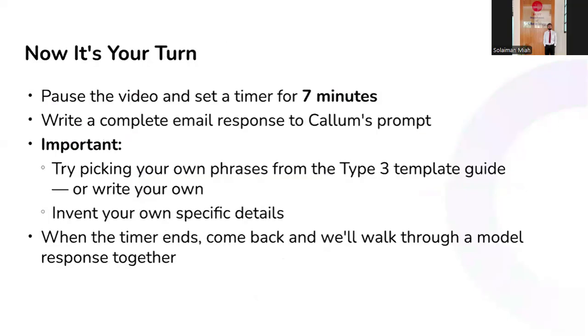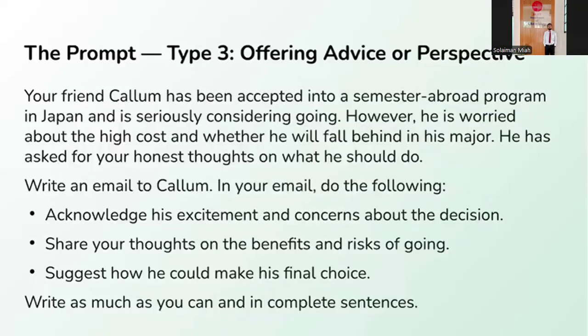Now it's your turn to set a timer for 7 minutes and write the email yourself. We'll display the prompt again on the following screen. Then you'll want to go through the same 5 steps we just walked through. Try picking your own phrases from the Type 3 template guide or come up with your own phrasing entirely. Also, try to invent your own specific details. The goal is to ultimately produce a real email on your own, not to copy the exact ideas that we just showed. Here's the prompt again.